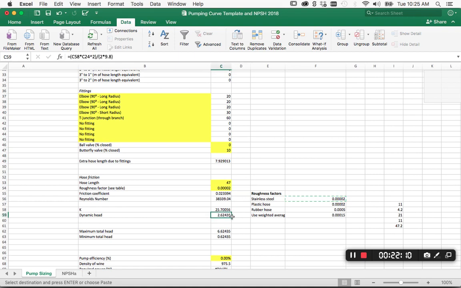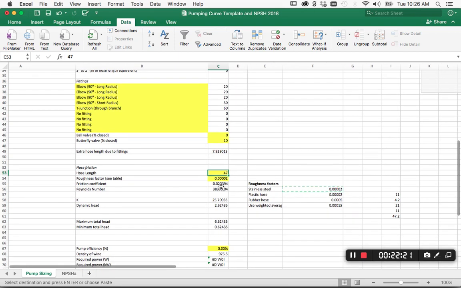So our total dynamic head, so our hose length is 47 meters. Our extra hose length due to the fittings is about 8 meters, so it's about 55 meters of extra hose. And then in the calculations, as specified in topic 3, see how that's bunged into an equation, and that gives us the overall meters of head that these fittings and hose have added, and it's 2.6 meters. So the pump actually has to overcome an extra 2.6 meters due to the hose length and the fittings.